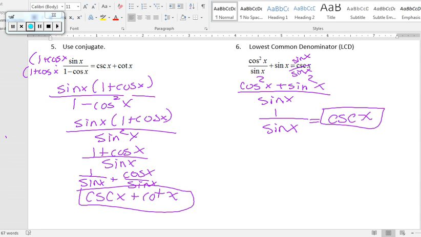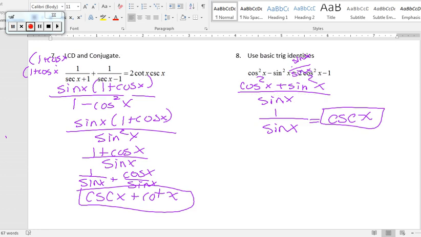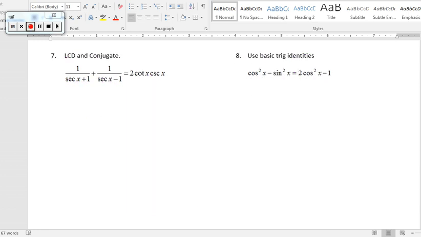Let's see, we've got to get this moved down a little bit. We talk about lowest common denominators and conjugates at the same time. So this first one, I'm going to multiply by secant x minus 1. So on this side, I'm multiplying both top and bottom by secant x minus 1. On this side, the conjugate would be secant x plus 1, and I am multiplying both the top and the bottom. That's going to establish just some common denominators here.